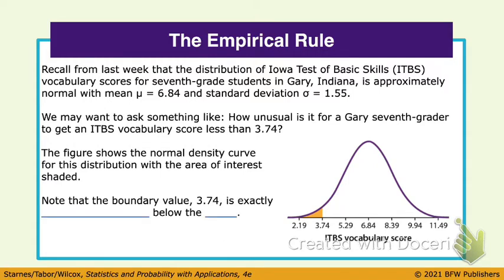But I do know that the boundary of that 3.74 is exactly 2 standard deviations below the mean. When I look at this value, I can see that it is exactly 2 standard deviations below the mean. So when I take 6.84 and I subtract 1.55, I get 5.29. And I subtract 1.55 again, I get 3.74. So that's exactly 2 standard deviations below the mean. That's going to be very helpful.